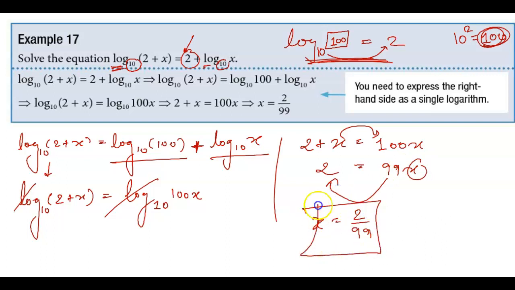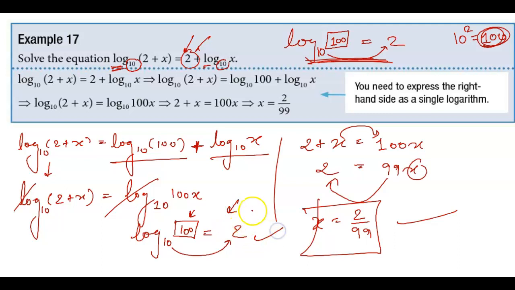Is it clear children? Easy. What was the twist over here? I had to write 2 in the form of log something to the base 10. And what was that something? How did we derive this value? 10 square is 100. Okay. This was the twist over here. I hope this is clear children. Let us move ahead.